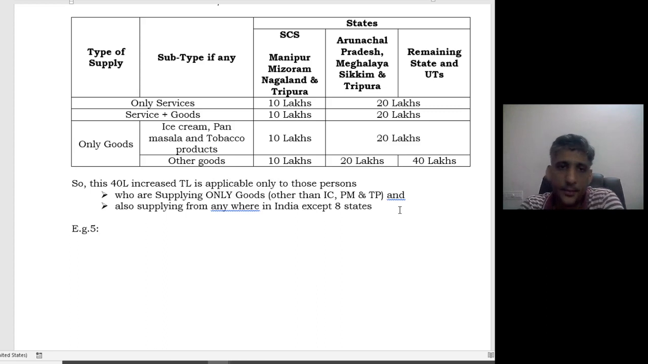Now from an exam point of view, how many exam questions are possible? Only services from special category states. Only services from the remaining categories, other than special category states. Services plus goods, special category states. Services plus goods other than special category states. Ice cream, pan masala from special category states. Ice cream, pan masala, tobacco from other than special category states. Then only goods other than ice cream, pan masala from special category, from Arunachal Pradesh, then from remaining. So a total of 9 exam questions are possible.